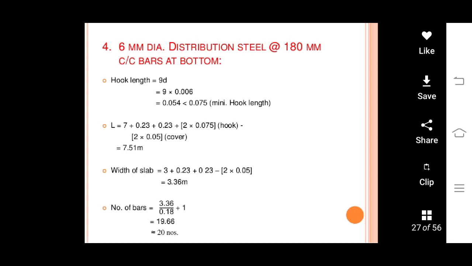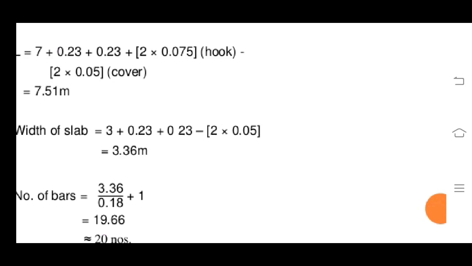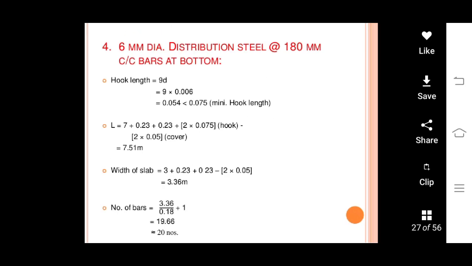The total number of bars for that span can be calculated by span divided by center to center spacing plus 1, which is equal to 3.36 divided by 0.18 plus 1, which is equal to 19.66, that is 20 numbers.